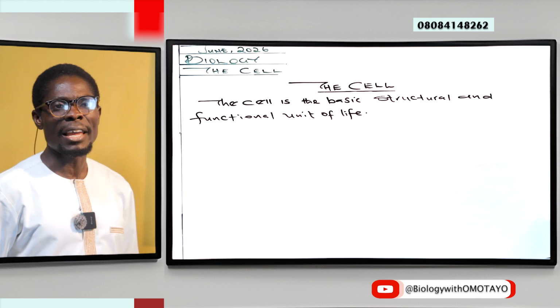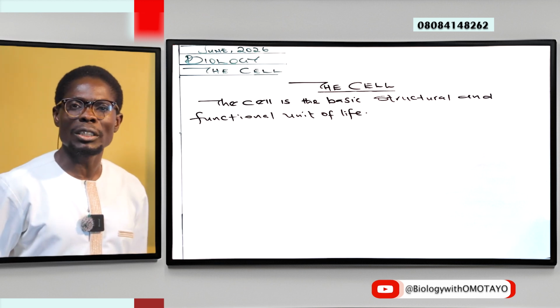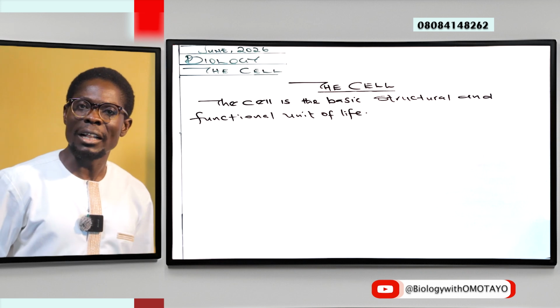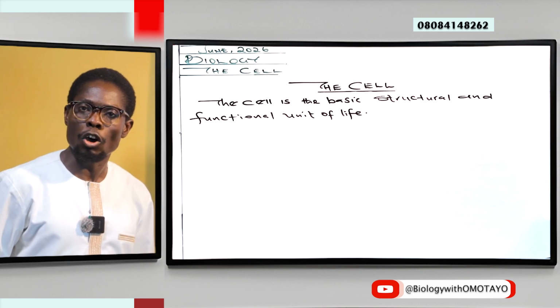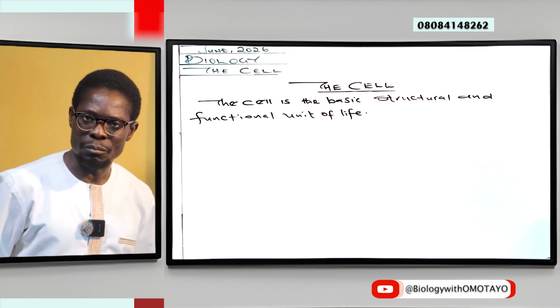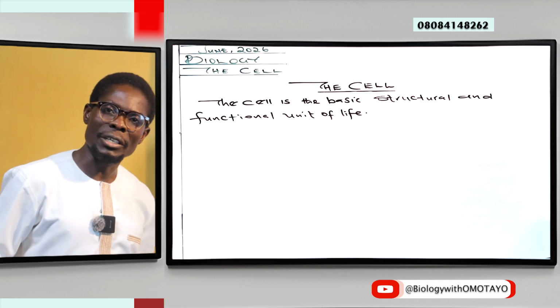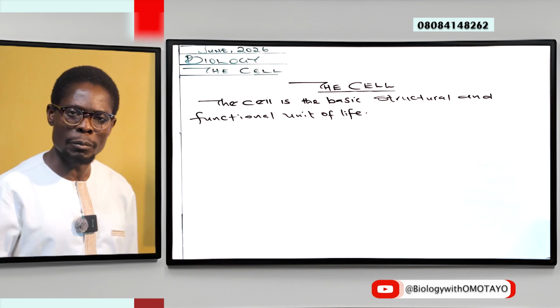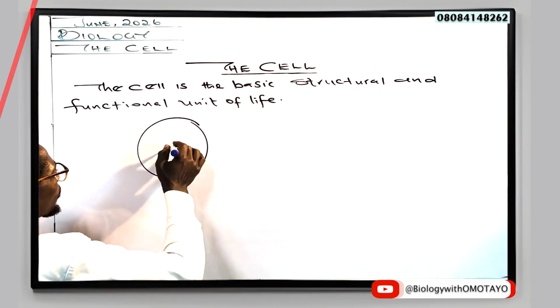Moving on from here, what makes up this cell? Now, the cell basically is made up of protoplasm and membrane. I repeat, protoplasm and membrane. Permit me to illustrate this.